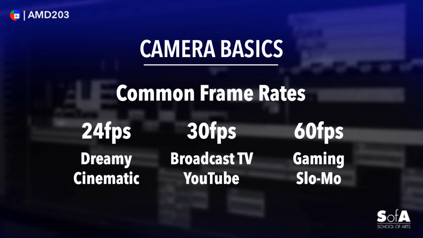And then 60 is used by a lot of gamers. It's also used when you're shooting for slow-mo end result, where you want to bring something that's shot at 60 frames into a 30 frame timeline and slow it down, and you get that really cool, smooth slow-mo look. So you really have to think about what your end result is going to be when you set that frame rate in your camera.